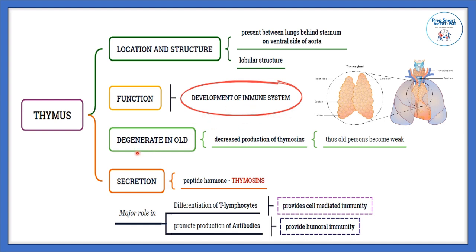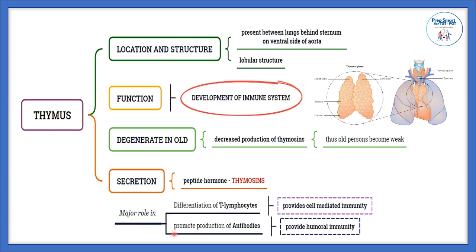ठीक है, इम्यून सिस्टम degenerate हो जाएगा as we grow old, degenerate in old individuals, which leads to decreased production of thymogens. यानी कि इसका जो सिक्रीशन है थाइमस ग्लैंड का, उसका सिक्रीशन पेप्टाइड हार्मोन का होता है जिसका नाम है थाइमोसिन्स. Thymosin has a major role in differentiation of T lymphocytes, which provides cell mediated immunity, basically providing T cells or different cells that lead to immunity in individuals.